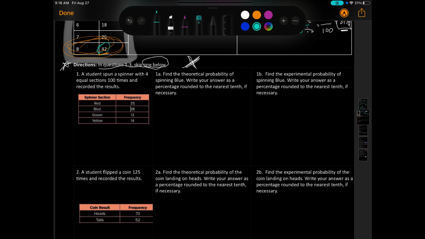All right, number 1, a student spun a spinner with 4 equal sections. So let's just draw it, super helpful. 100 times and recorded the result. So you have red, blue, green, and yellow. Find the theoretical probability of spinning a blue. So probability, this would be better, probability of blue is equal to the total versus the select, what we want. So total is how many colors? There are 4 colors, and select is blue.